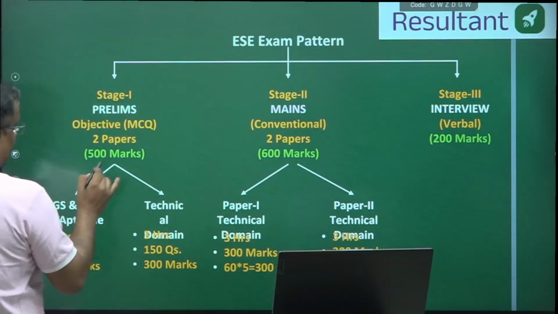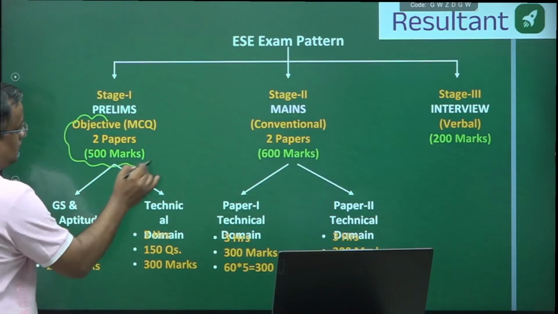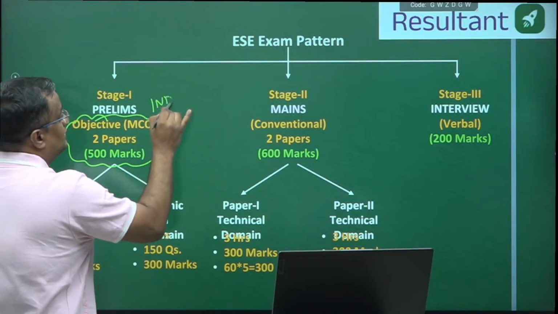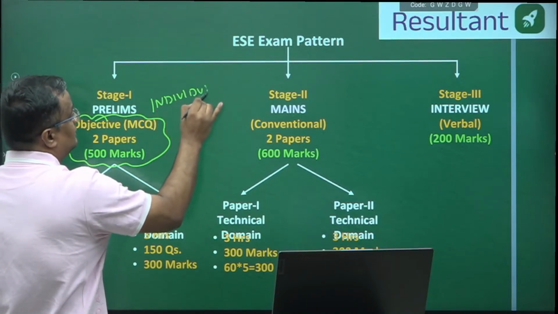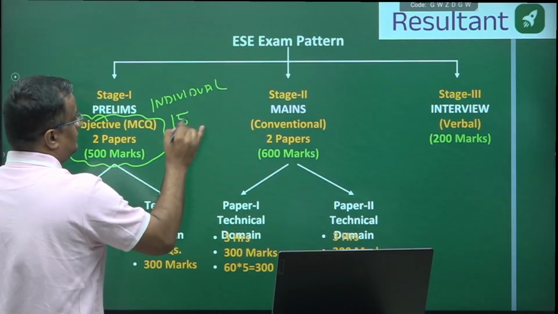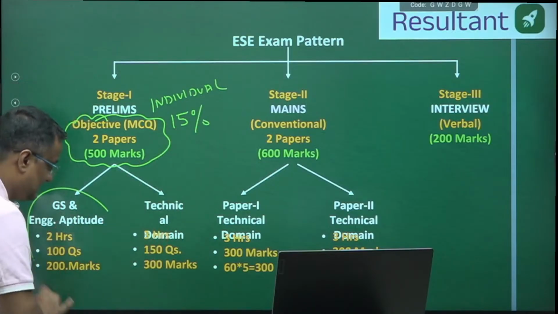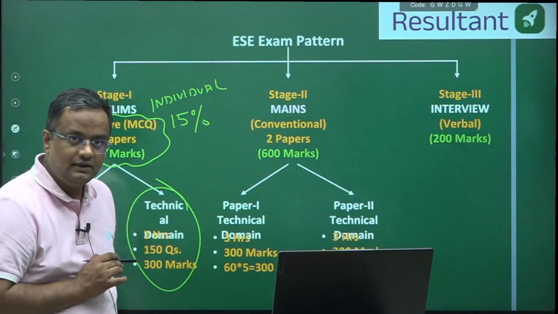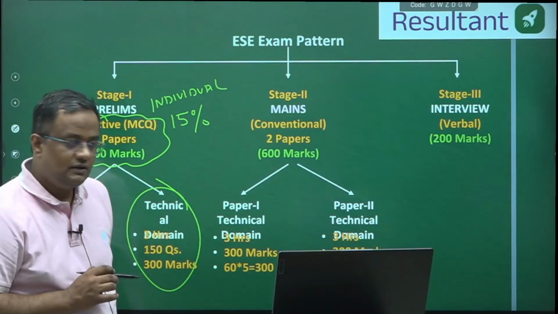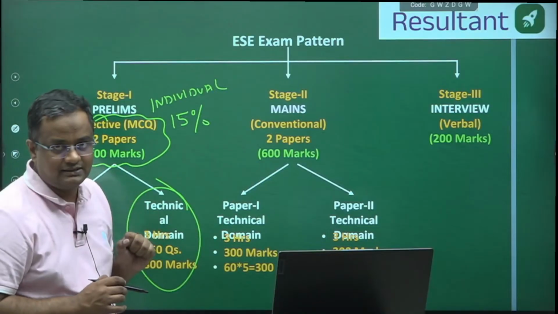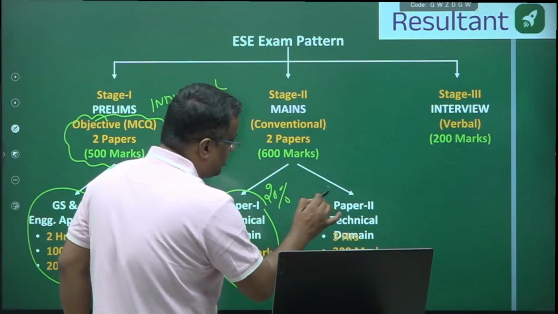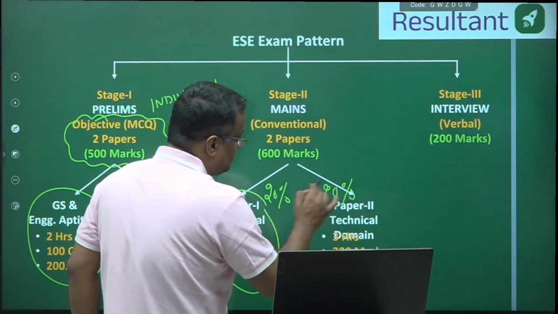Guys, most of you do not know this, but an individual cutoff is also there, and that is 15%. You should be scoring at least 15% here, and at least 15% here. Then only you are eligible for selection for the second stage. Similarly here, guys, 20% is the individual cutoff, and 20% is the individual cutoff for paper 2.